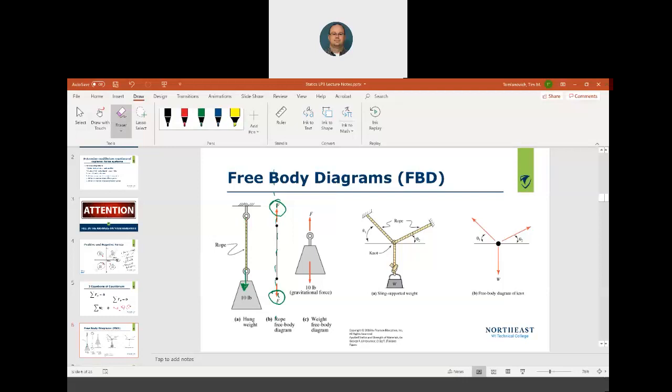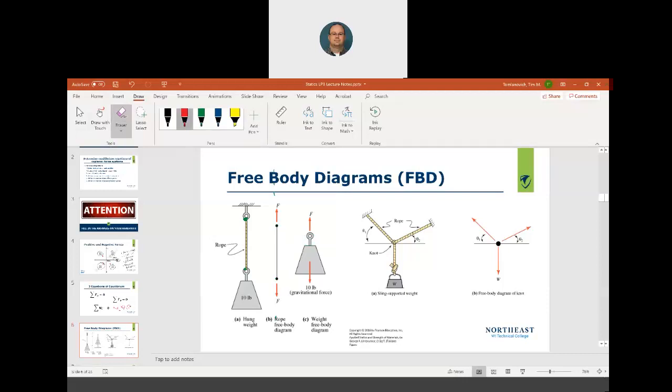So if I look here, this is what the free body diagram of the rope looks like. This point right here is the point of application. It's being stretched, right? Now if I look at the weight, this eye connection right here wants to be pulled out of the weight, and the weight is pulling down. All right. I'm going to erase this again here.